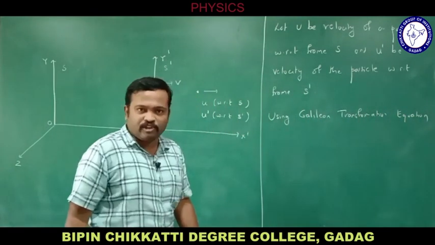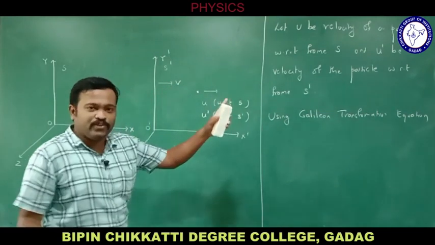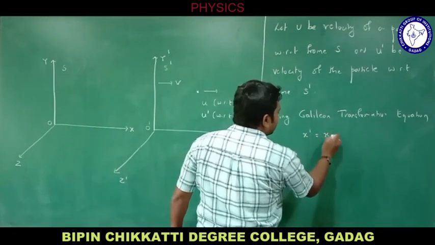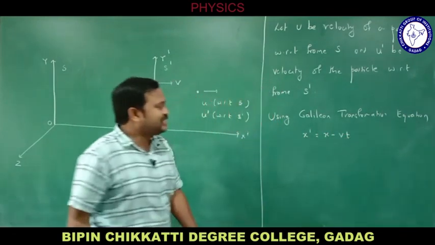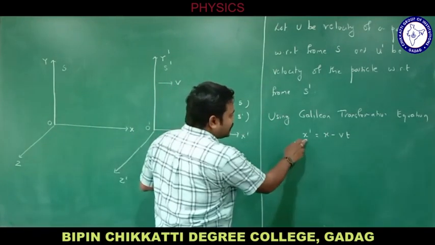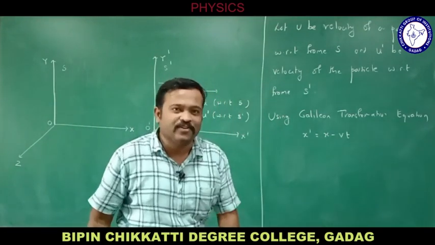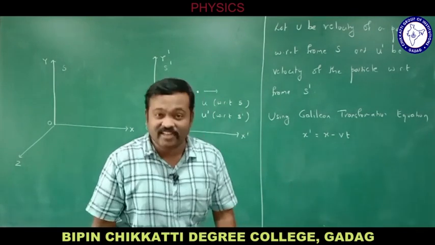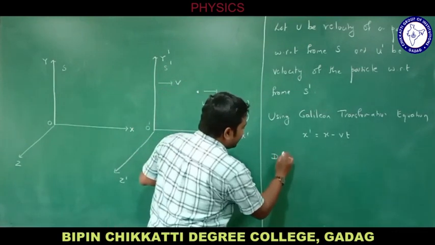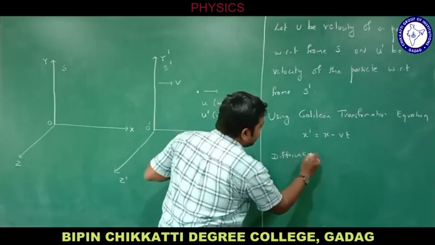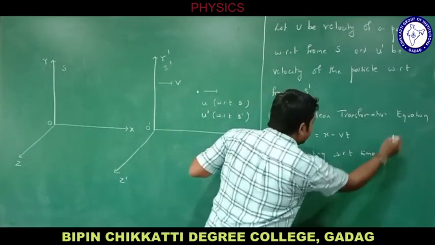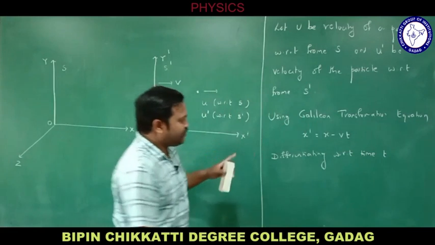What is the Galilean transformation equation? If the frame is moving along positive x-axis, the Galilean transformation equation is x dash is equal to x minus vt. So this is a Galilean transformation equation. This is the distance, but I want velocity. What shall I do? Shall I differentiate it? Because we know that dx by dt is equal to v. So I will be differentiating with respect to time t.